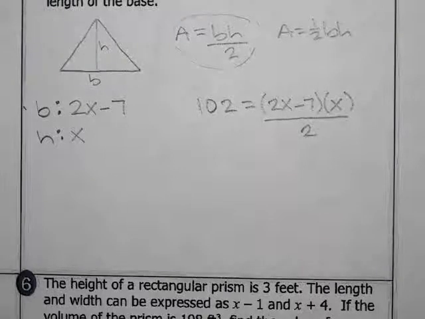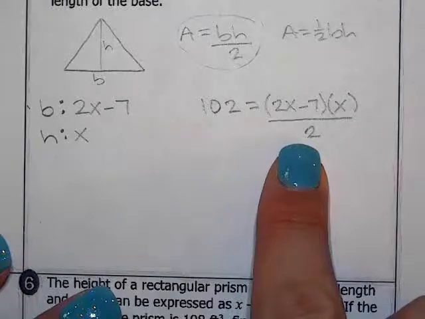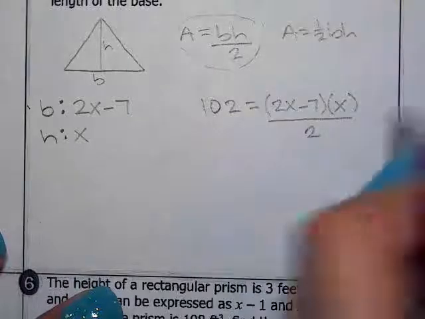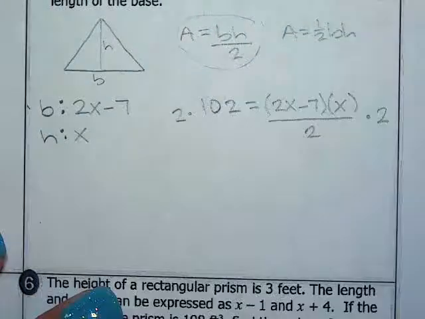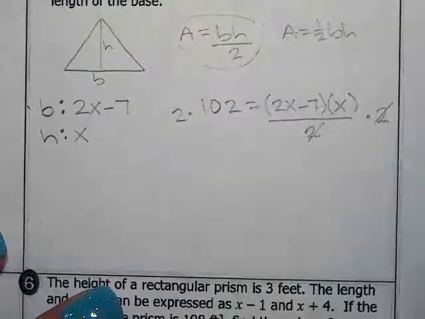Now, I don't know about you guys, but I'm not a fan of that divide by 2 right now. How can we fix that? Multiply by 2. So we're going to undo the divide by 2 by multiplying by 2. So multiply by 2, that cancels it out. What is 2 times 102? 204.